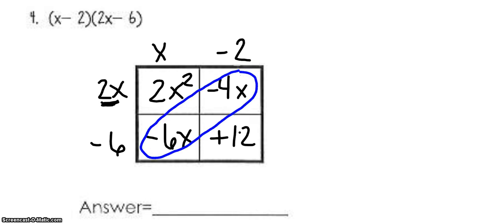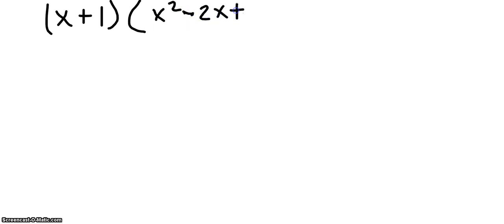We write it all out. So we've got this 2x squared. Our like terms make a negative 10x. And then we have our last but not least, positive 12.